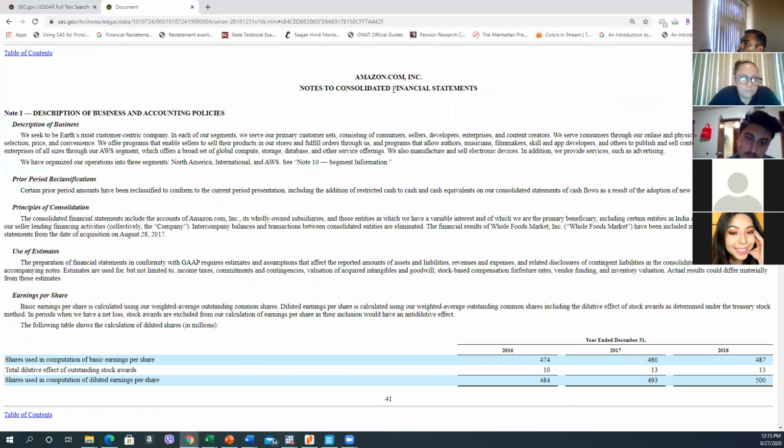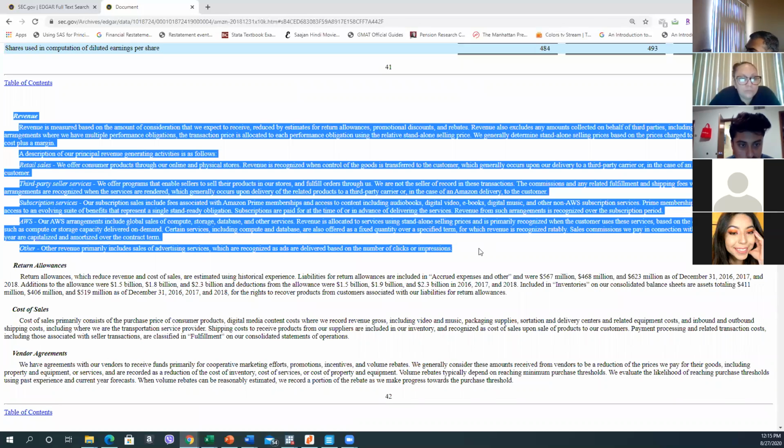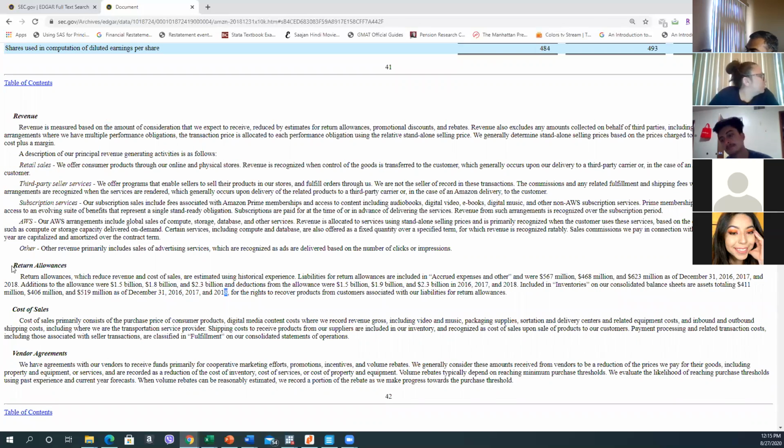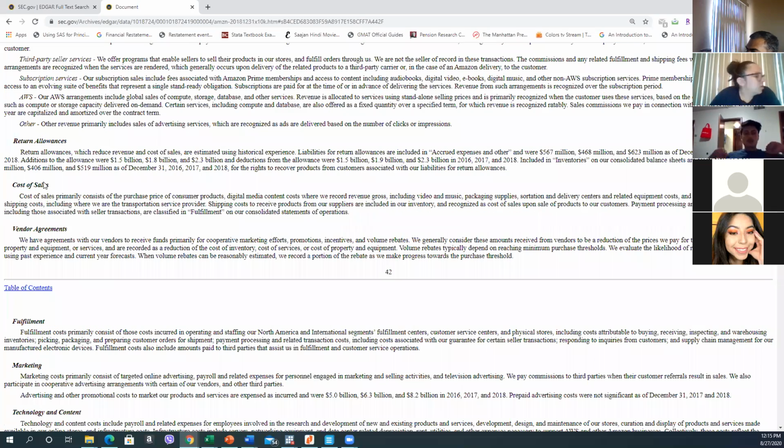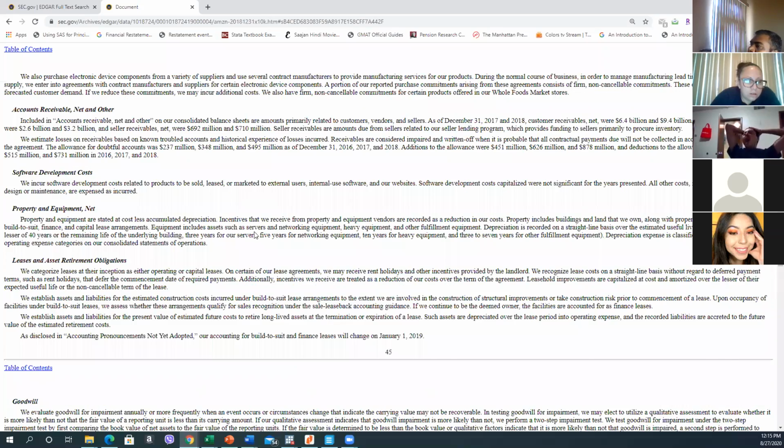And here is the thing. See, notes to the consolidated financial statements. So we need to give more information about the account balances we have shown on the income statement or balance sheet. That is what they have done. So description of business, prior period reclassification, principles, use of estimates, earnings per share, revenue, how they have calculated revenue. In this line they have discussed those, and return allowances, cost of sales, vendor agreements. These are the notes to the financial statements.